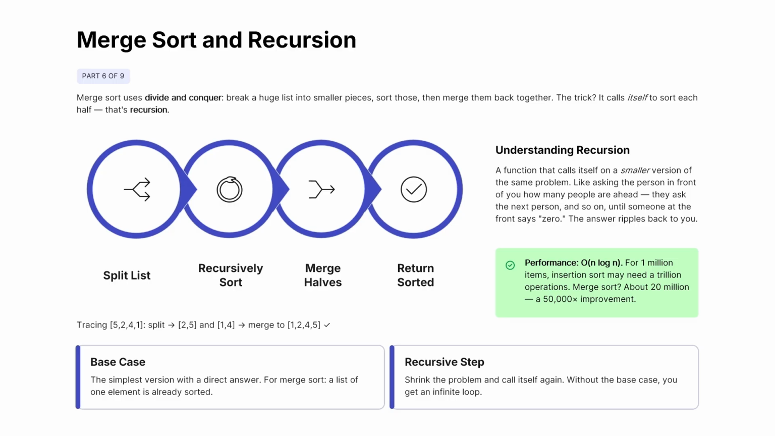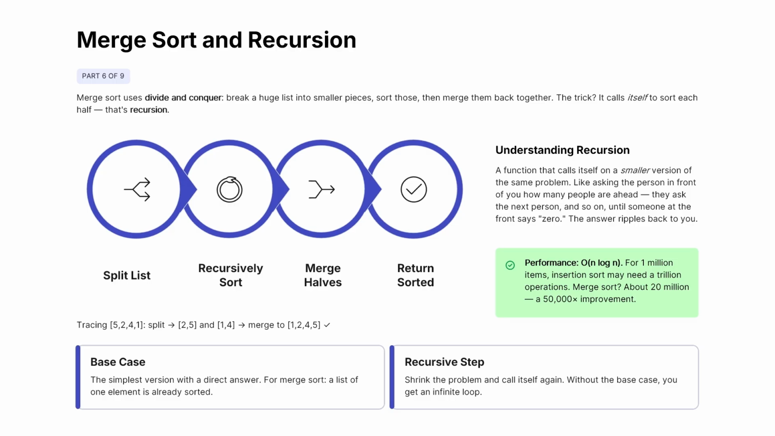Else, split the list into 2 halves, list 1 and list 2. Sorted 1 equals merge sort of list 1. Sorted 2 equals merge sort of list 2. Return merge of sorted 1 and sorted 2. But wait, step 3 says sort each half by calling merge sort. Isn't that circular? Yes. And that's exactly the point. This is recursion. Understanding recursion.